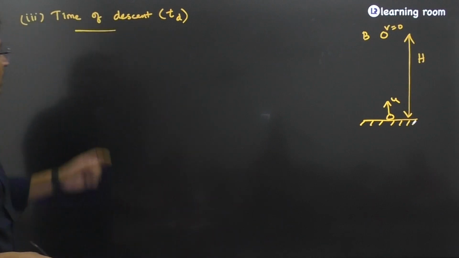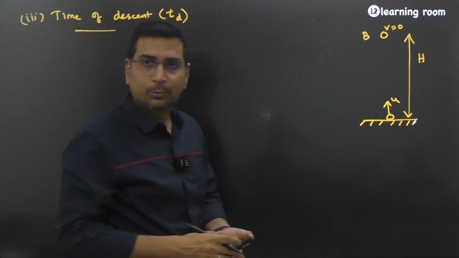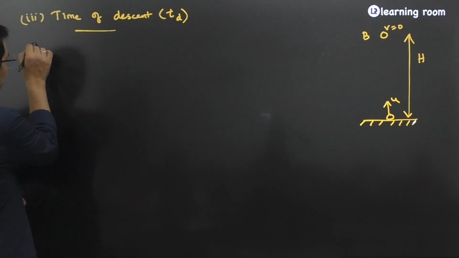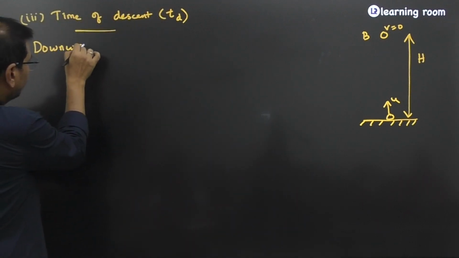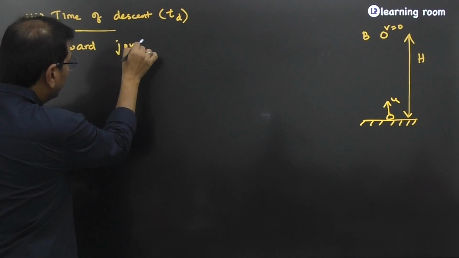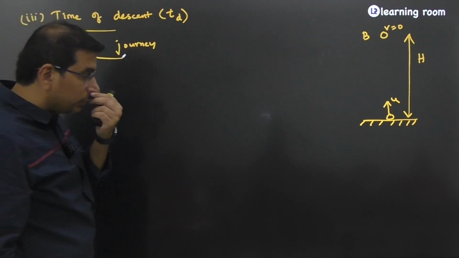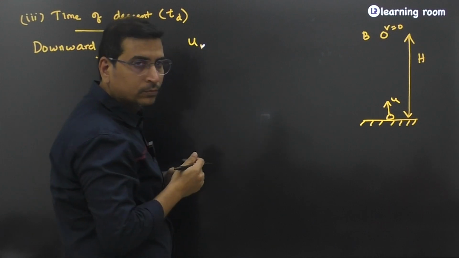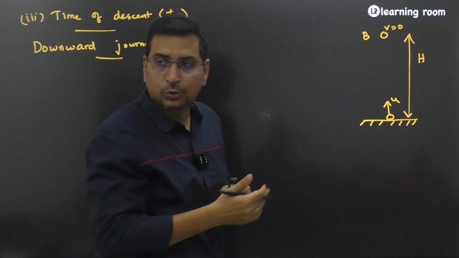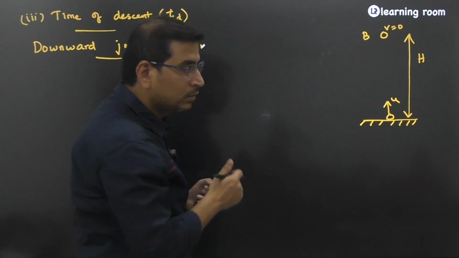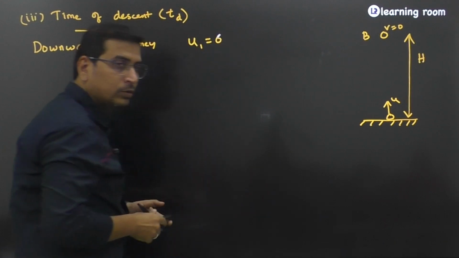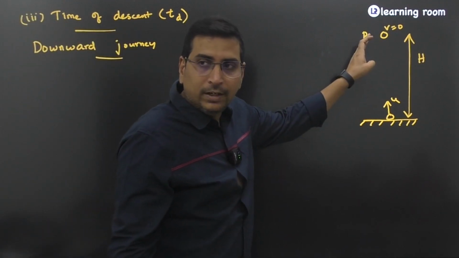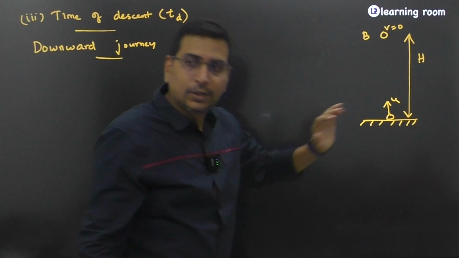Now the question is, for time of descent, it is obviously important for us to consider the downward journey. So when I take the downward journey, for the downward journey, what is the initial velocity? Let me call it as U1. So what is the value of U1? It is 0. Reason, the final velocity during the upward journey will act as the initial velocity for the downward journey.